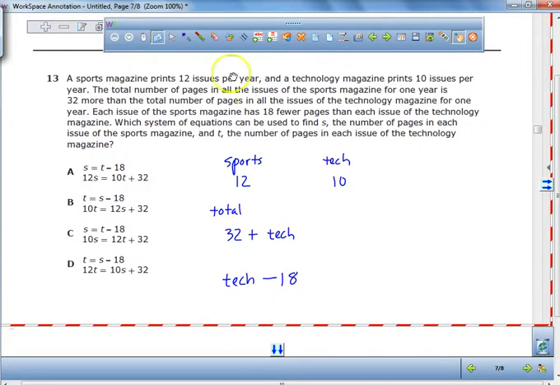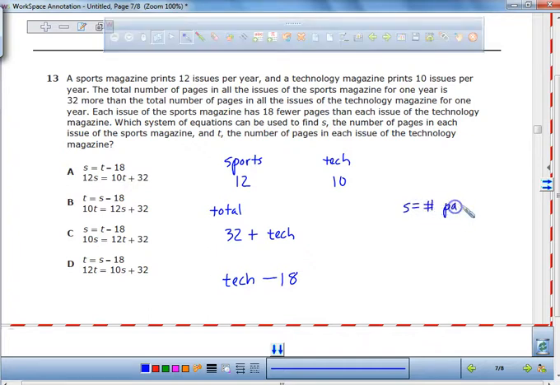Right now, I want you guys to write down what the letters mean. Okay? Which system of equations can be used to find S? What does S equal? The number of pages in each issue of the sports, and T equals the number of pages in the tech. Alright, I guess we have to call it. But we're going to have to finish this up tomorrow. Okay?